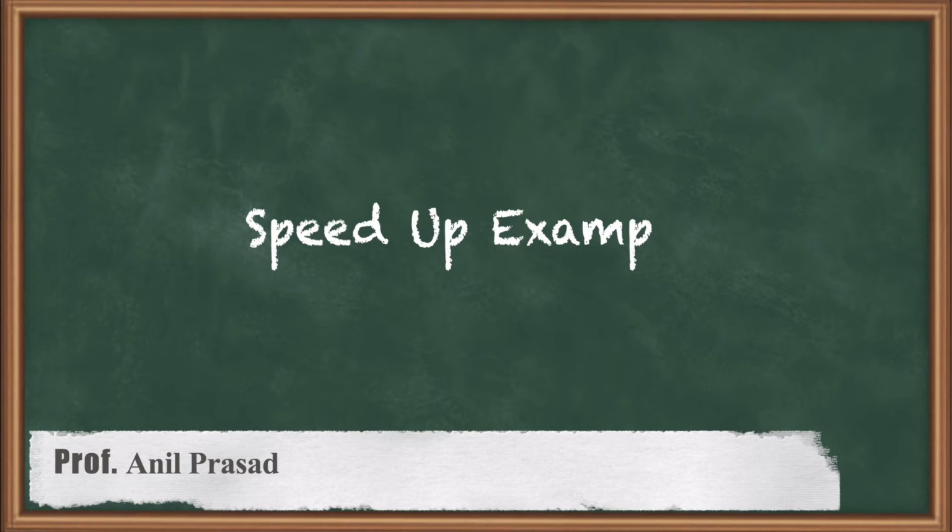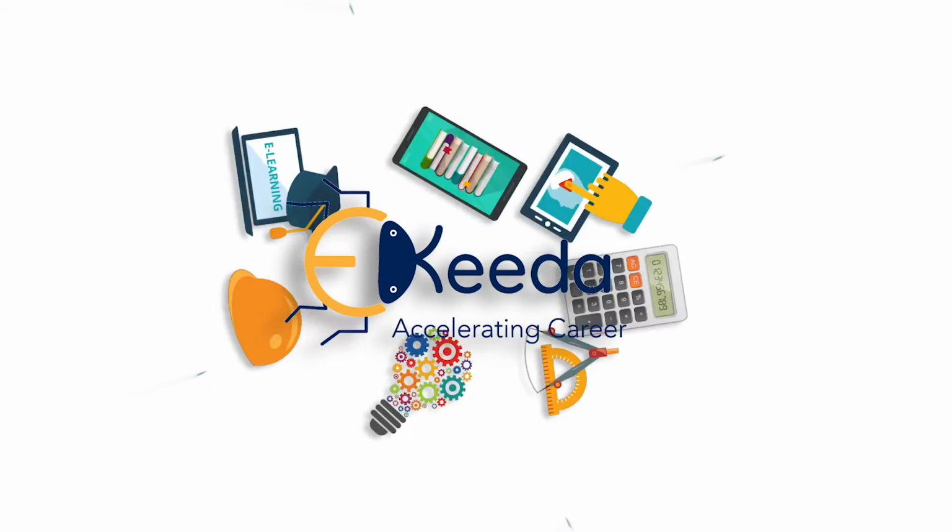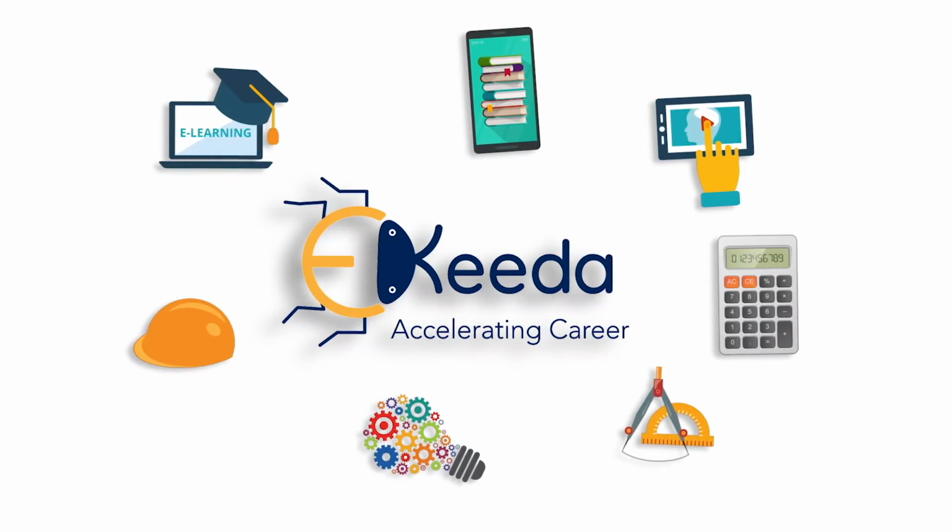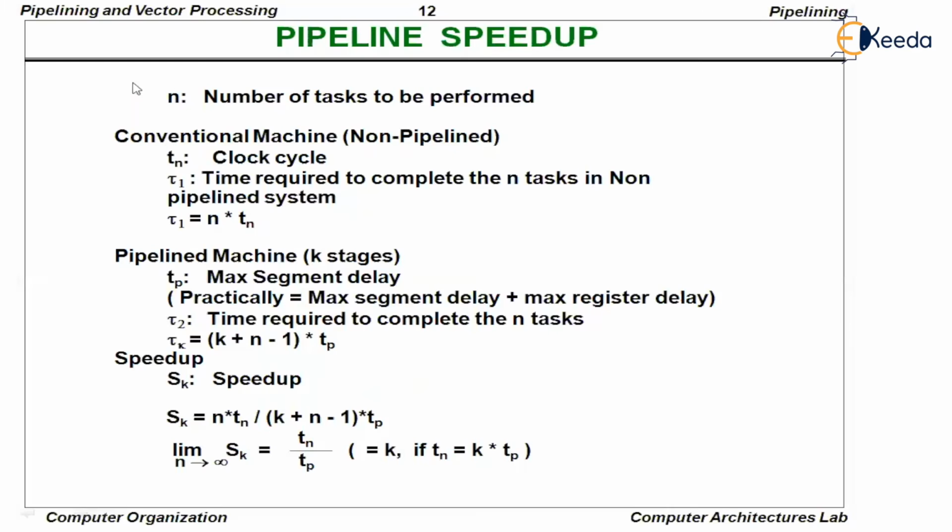In this session, let us have a look at the term speedup. N is the number of tasks. In a conventional non-pipeline system, Tn is the clock cycle, and T1 is the time required to complete the n tasks in a non-pipeline system. So T1 will be equal to n into Tn. N is the number of tasks, Tn is the time required for one task.